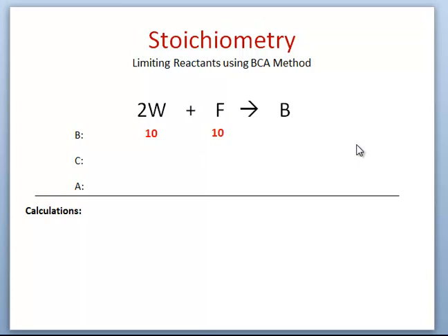Alright, so here's a different scenario. And again, if we have a situation where we have 10 wheels and 10 frames, I hope you can see that we're still only going to be able to make 5 bikes because we're limited by the 10 wheels, right? Each bicycle requires 2 wheels, and so we're going to make 5 bikes. And because we have 10 frames, that's great, but we're going to have 5 frames left over at the end of the assembly process.